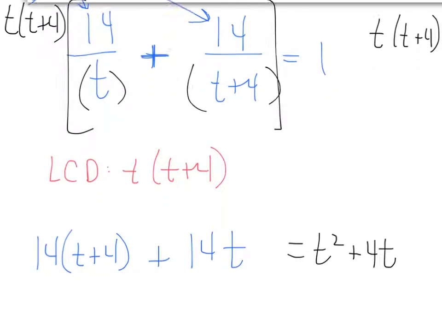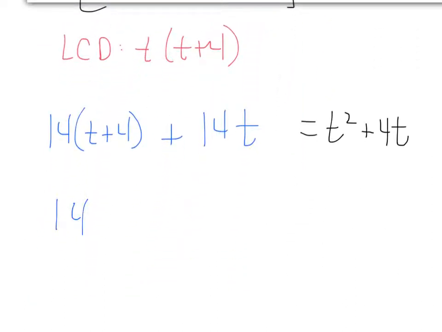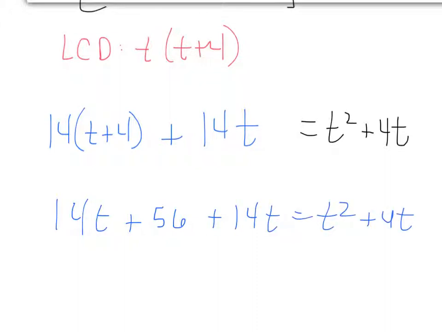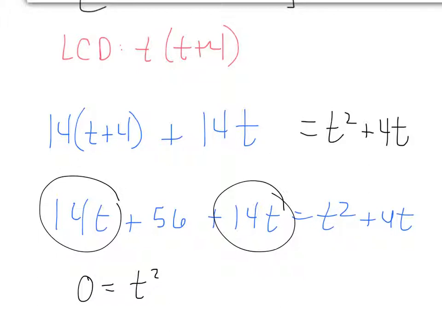So as a result, we can collect terms now and solve. We got 28t, and 14 times 4 is 56. I'm going to move everything over to the right-hand side. Why? Anybody? So t squared isn't negative. Very good. So as a result, I have a 28t here. I'm going to subtract it from the 4t over here, giving us negative 24t, and then a plus 56. What do I get?